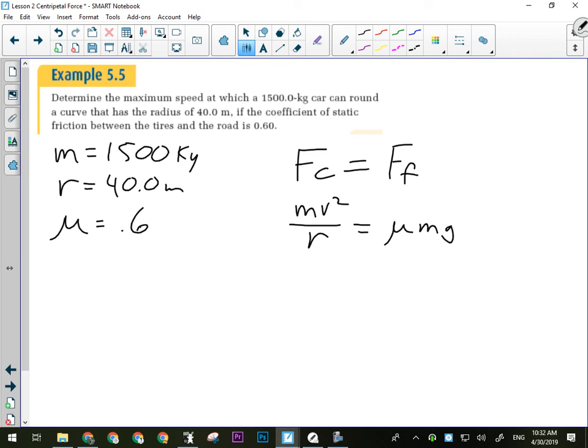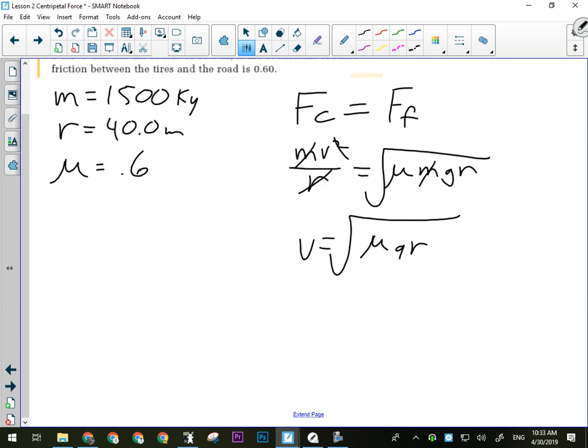So really what we've done here is the sum of all forces. Friction is the force that's acting into the center. So I want to calculate v. What do I have to do with r? Multiply both sides by it, so r is gone. What happens to the m's? They cancel out, and then I have to take the square root. So v is going to be the square root of mu r g.